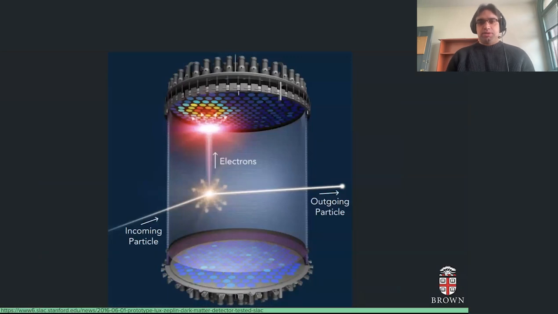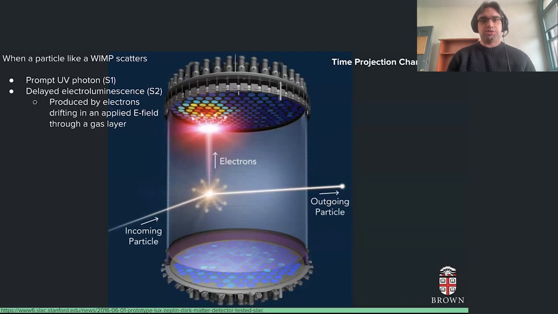So this is how it works, right? You've got a particle coming in, it knocks one of the atoms, and it leaves. It initially produces a prompt UV photon here, and then there are some ionized electrons that drift up an electric field, and then it produces a delayed signal up here. So the prompt signal is called S1, and the delayed signal is called S2. And these electrons are drifted by an applied electric field.